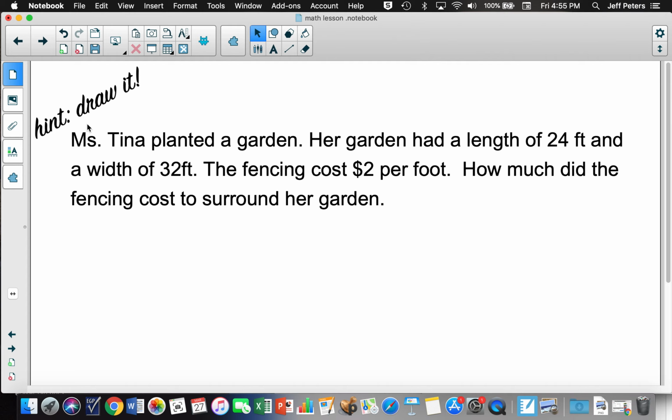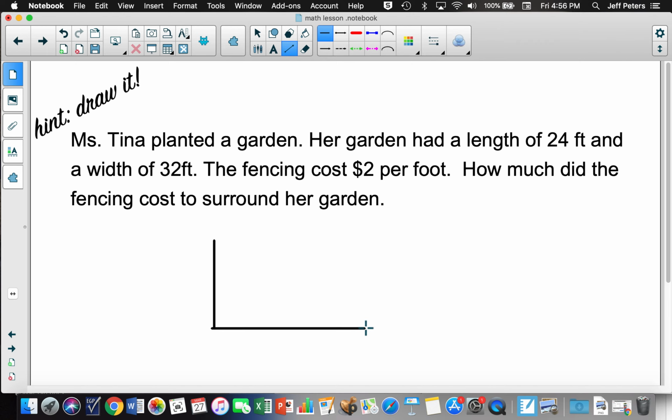Miss Tina planted a garden. Her garden had a length of 24 feet and a width of 32 feet. The fencing cost $2 per foot. How much did the fencing cost to surround her garden? Okay, boys and girls, again, first hint is to draw it. So we have a fence that we're putting up around the garden. So let's go ahead and draw our fence. So we'll draw our garden with our fence.